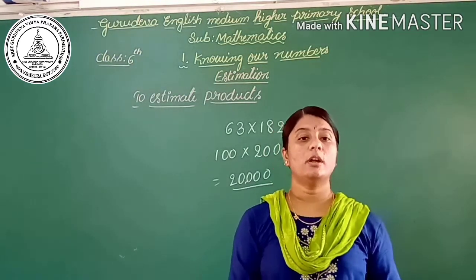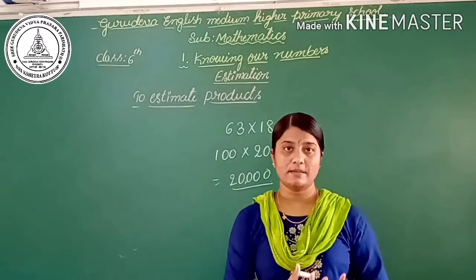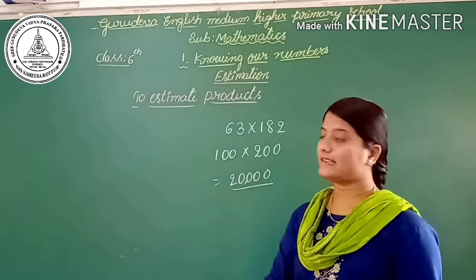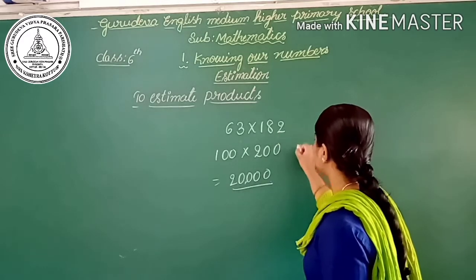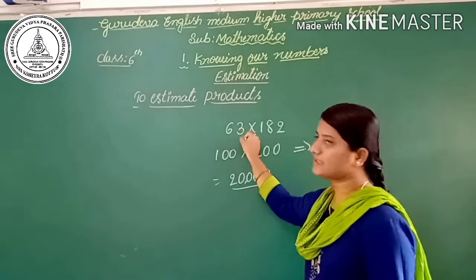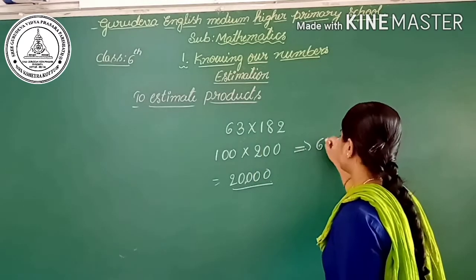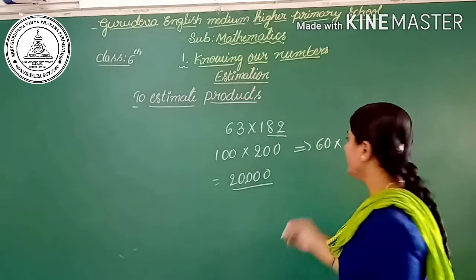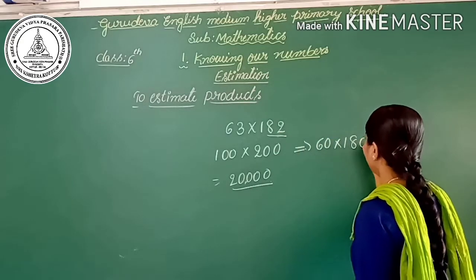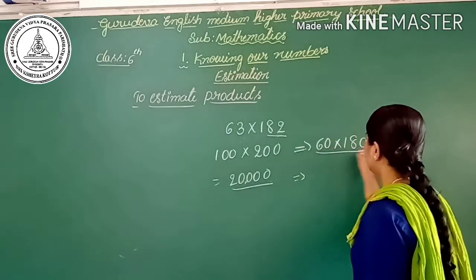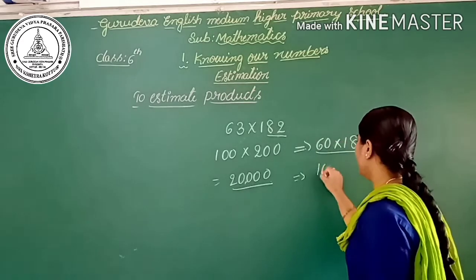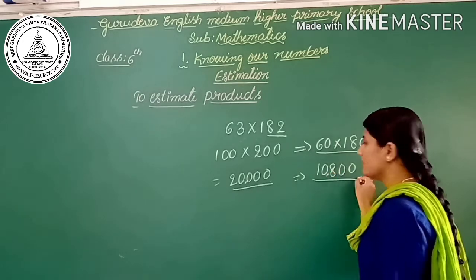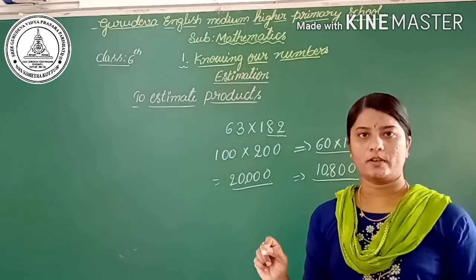So what do we do to get a more reasonable estimate? We have to estimate to the nearest tens place. Yes, nearest tens place. So 63 is nearest to 60. Then 182, 82 is nearest to 80, which means 180. Then the product is 18 into 6, that is 108. Then 10 into 10, those are 2 zeros, so that is 10,800. Okay, is it clear?